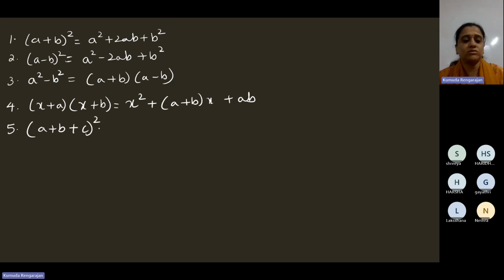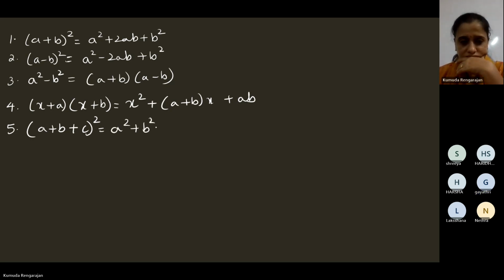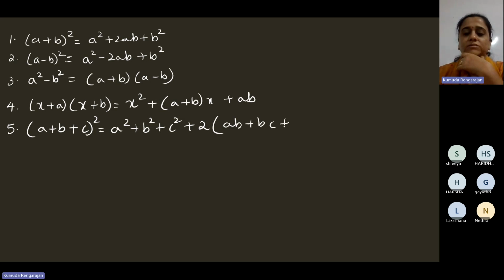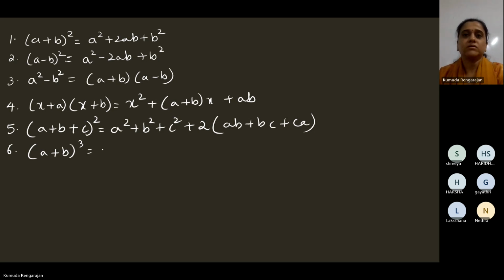Okay, somebody online complete this. What is a plus b plus c the whole squared? A square plus b square plus c square plus 2 into ab plus bc plus ca. Very good. Here, complete this one. Somebody here. A plus b the whole cube. A plus b. Very good.